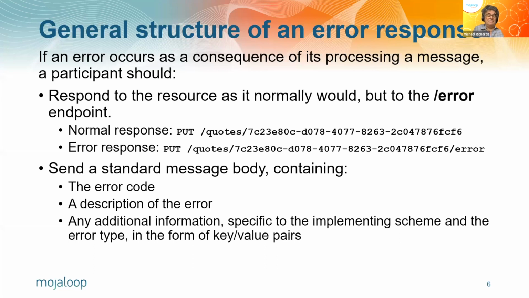And it sends a standard message body, which is the same for all error types. It contains the error code and the description of the error, and there is space inside it to add additional information if this is required. But generally speaking, the model is it should simply include the error code and a description of the error. And those of you who take a look at the API specification will see that it contains a list of the allowable error codes and the meaning of each error code. So that's how we do error processing using the API.